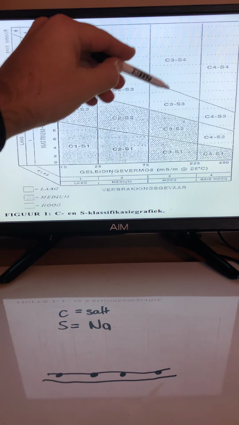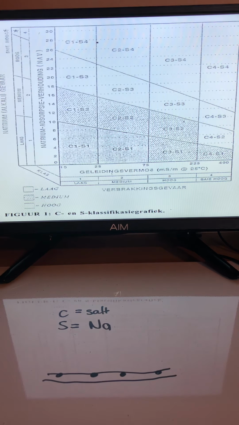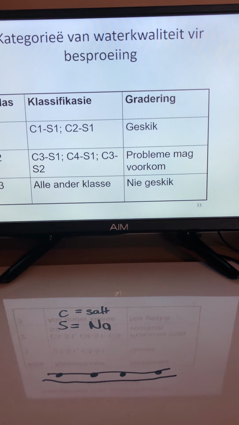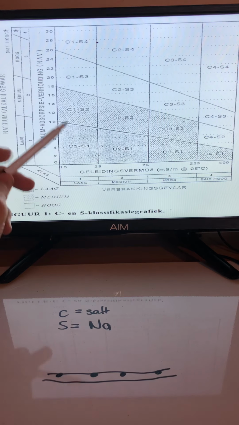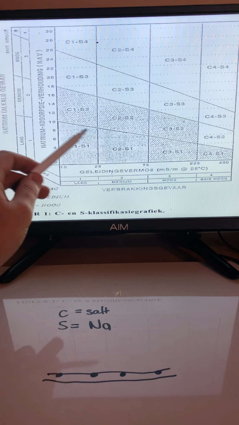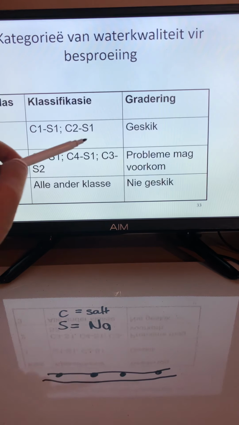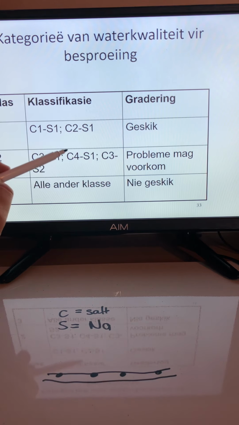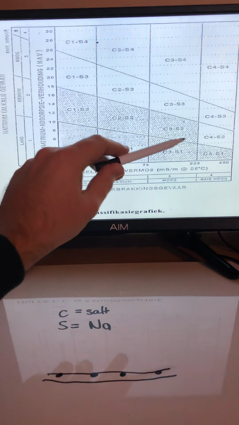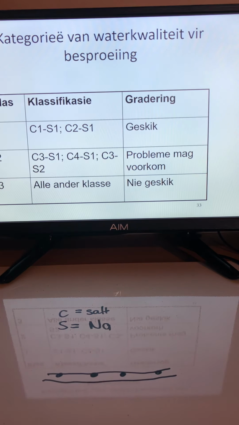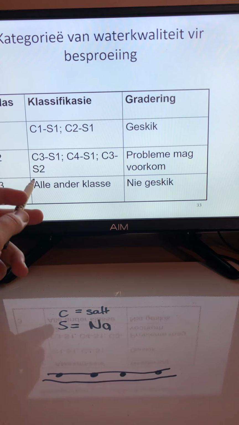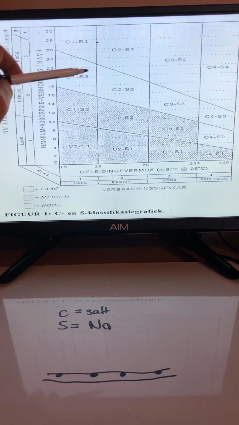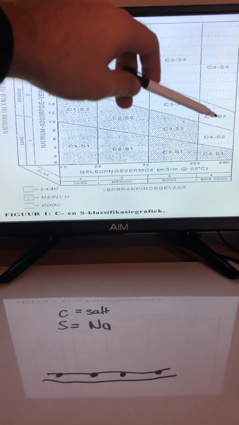So you'll maybe be somewhere around here, and then what that says is if you are on the C1 S1 or C2 S2 scale, so if you are in these two values, then you have a high quality soil irrigation water. C3, all these ones, you may expect some problems, and then these ones that are whiter are not suitable for irrigation.